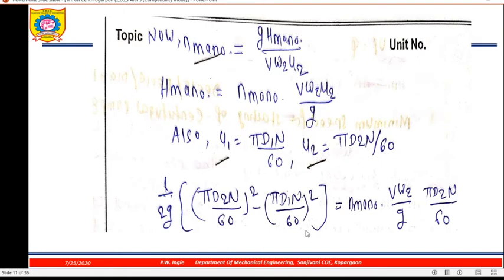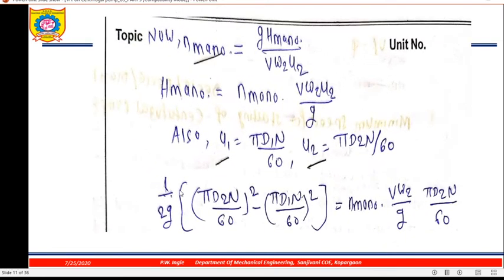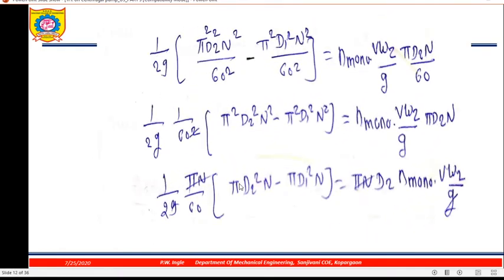So by putting these values in this equation, you can write the equation as 1 by 2g in bracket (pi D2 N by 60) square minus (pi D1 N by 60) square equals manometric efficiency into VW2 by g into pi D2 N by 60. Again rewriting the equation: 1 by 2g pi square D2 square N square upon 60 square minus pi square D1 square N square by 60 square equals this. Taking 1 by 60 square common, again you can write pi square D2 square N square.